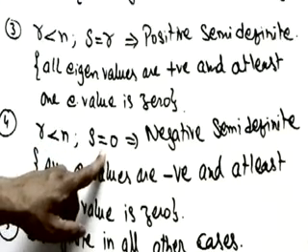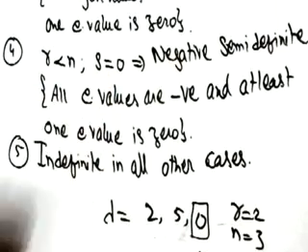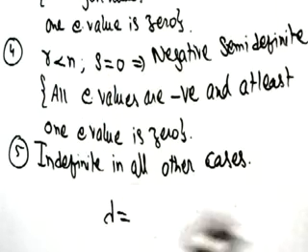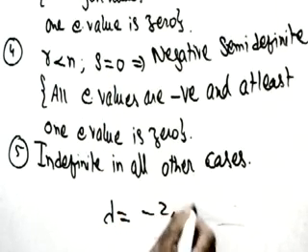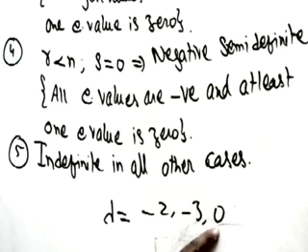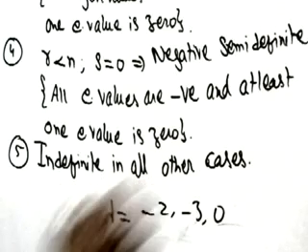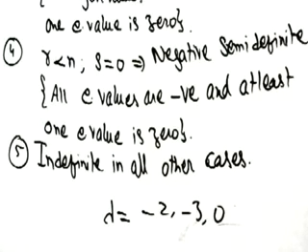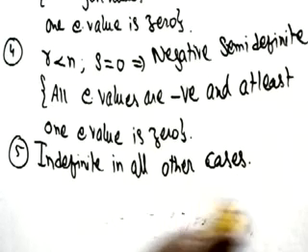If rank is less than n and s equals 0, it means all the terms are negative and one of the values is 0. Suppose we get minus 2, minus 3, 0. So this is 0, that means rank is 2 here. Variables is 3, rank is 2, but both of these are negative. So we call this negative semi-definite. And indefinite in all other cases.